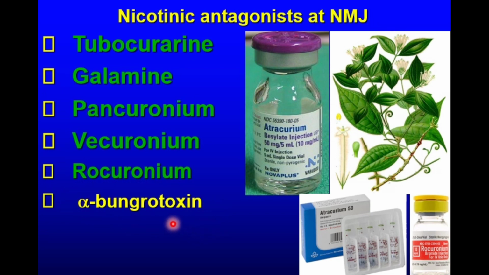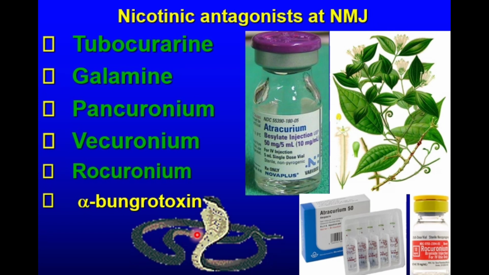Alpha-bungarotoxin is a component of the venom of a snake. It binds irreversibly and very selectively to the nicotinic receptor of skeletal muscle. It is not clinically useful, but it is a very valuable research tool for localization and isolation of the nicotinic cholinoceptor of skeletal muscle.